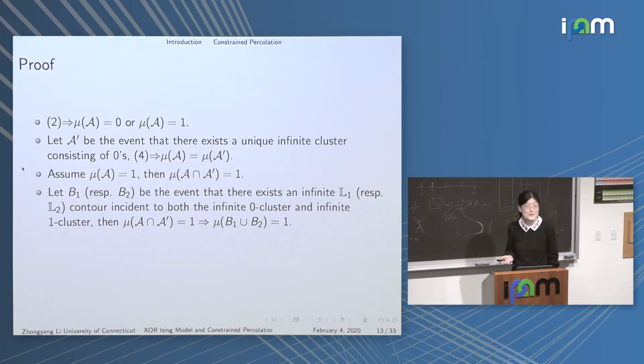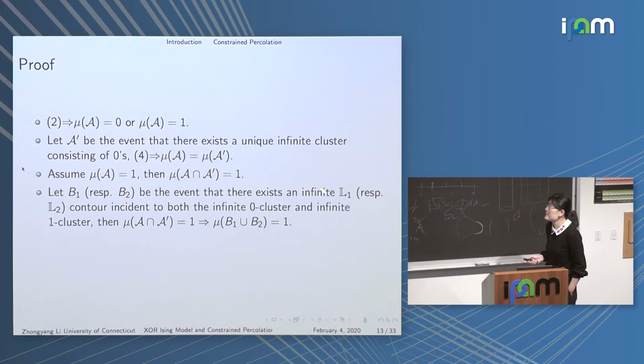Then let's consider B1 to be the event that there exists an infinite L1 contour, and B2 the event that there exists an infinite L2 contour. Assume this contour is incident to both the infinite 0 cluster and the infinite 1 cluster. Then we have that the intersection of A and A prime having probability 1 implies that the union of B1 and B2 has probability 1.